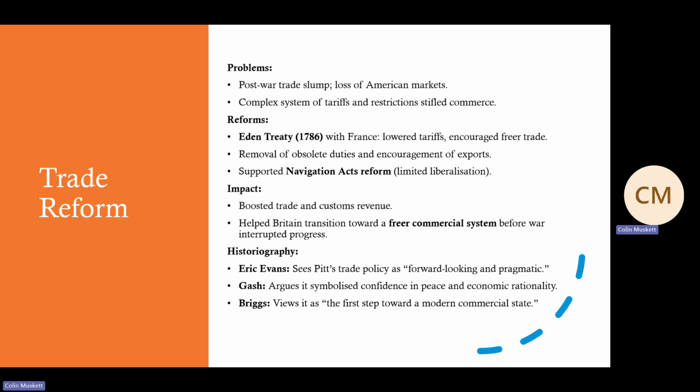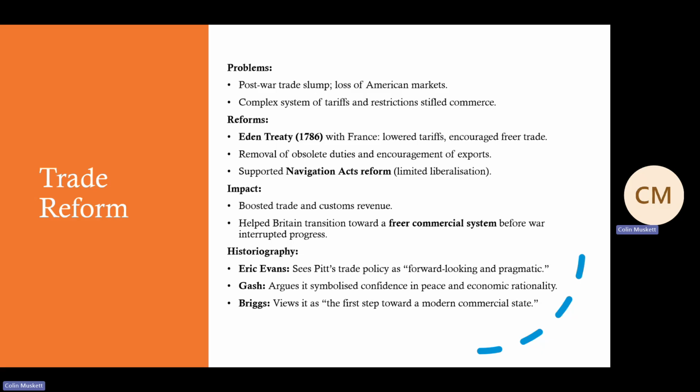Okay, now trade reform. As I've already mentioned, clearly in the wake of the American Revolutionary Wars, there was a post-war slump in trade. Obviously, with the loss of the colonies, there was the loss of those markets in America. And perhaps more importantly, there was this rather out-of-date and complex system of tariffs which stifled trade and stifled commerce. So what we start to see, Pitt was a big supporter of Adam Smith. And in that respect, he's very much ahead of his time.